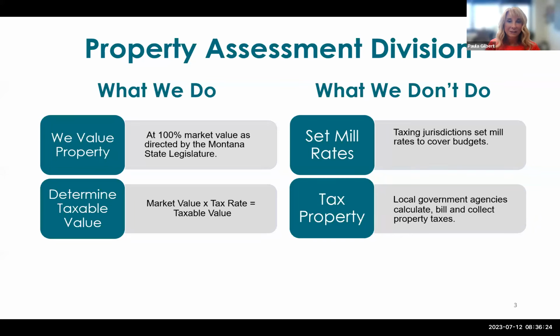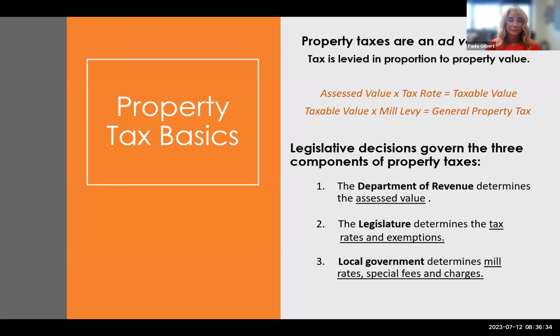Your local taxing jurisdictions set the mill rates to cover their budgets, and local government agencies calculate, bill, and collect the property taxes. Property taxes are an ad valorem tax, which means they're levied in proportion to the property's value. The final result of property taxes involves many different entities of government. The Department of Revenue determines the assessed value, the legislature determines the tax rate and any exemptions, and local governments determine the mill rates and special fees. Mill rates fund cities, counties, schools, and special assessments fund things such as lighting districts, storm sewer, street maintenance.